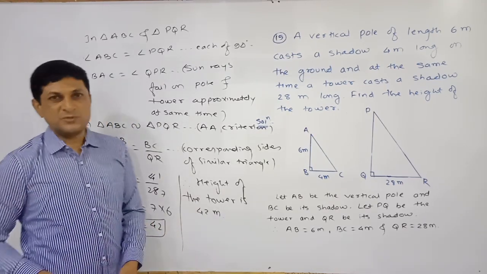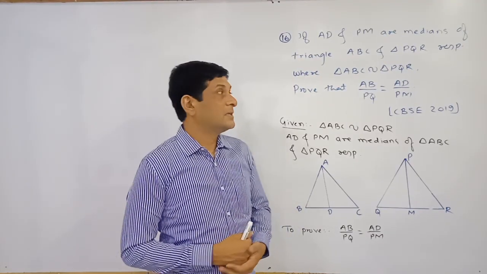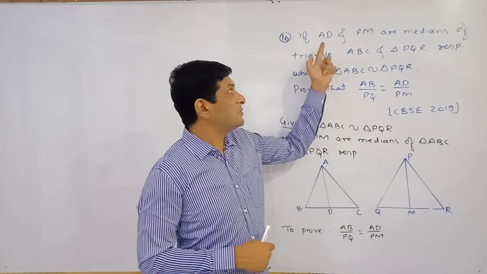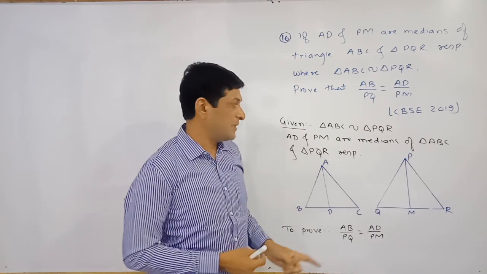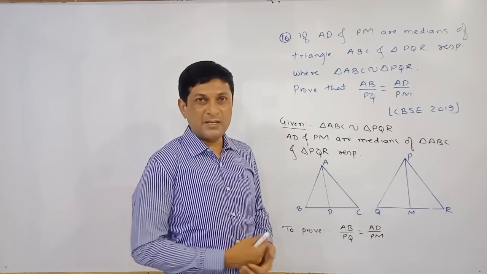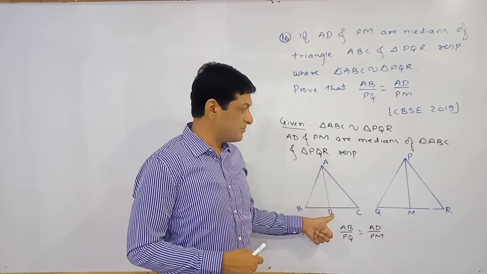And that is the value which we have to find out here. So see, in example number 16, it is given to us that AD and PM are the medians of triangle ABC and PQR. So AD and PM are the medians of triangle ABC and PQR. Median means it joins the vertex and the midpoint of the opposite side.